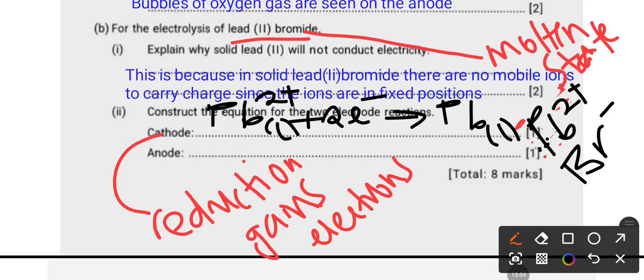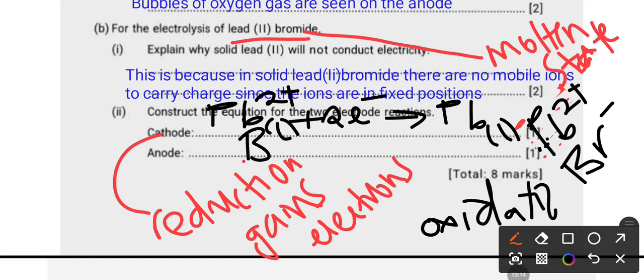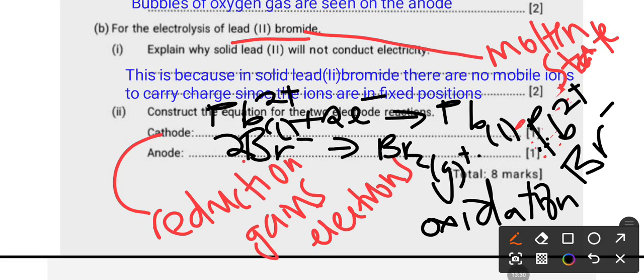Then at the anode, we have a type of reaction called an oxidation reaction, meaning that a chemical species loses electrons. So the bromide ion will lose electrons. Okay, so it would lose 2 electrons like this. Right.